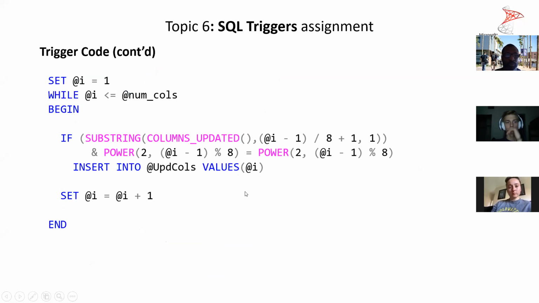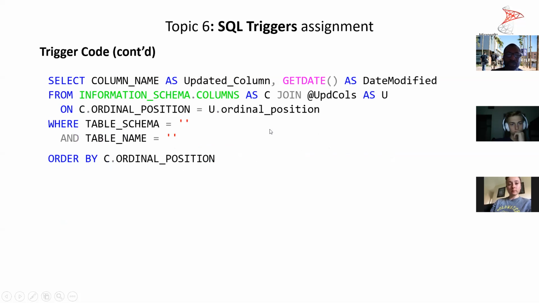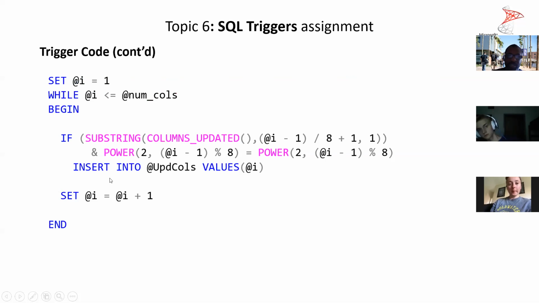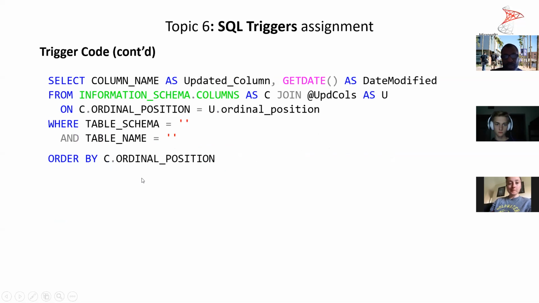So you're setting a loop, basically I equals 1, and while I is less than or equal to the number of columns in that table, then you're going to do this. Basically, it's going to go through all the records and check to see if there's anything that has changed in that table. And if there is, it's going to pull out that column and list it in this special resultant table.